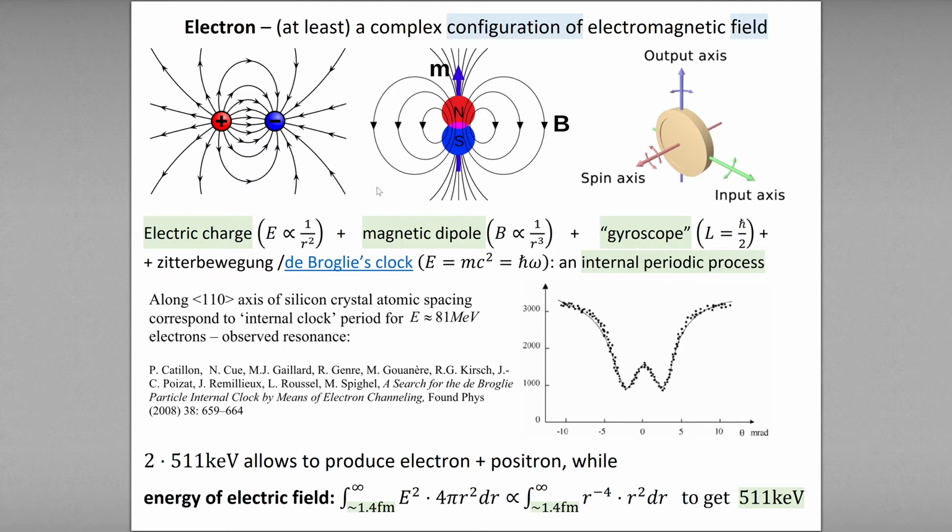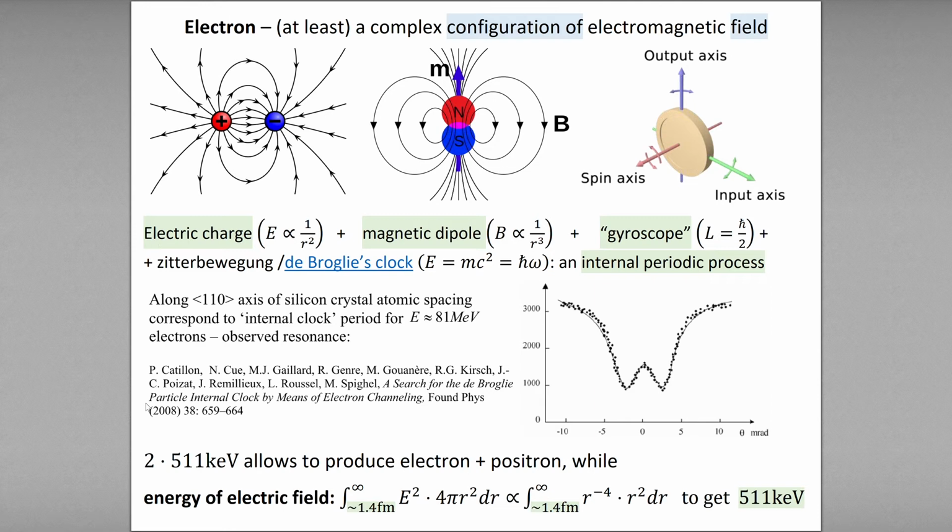Zitterbewegung is also required for the Dirac equation, but there is also this, the best experimental confirmation I know of this de Broglie's clock. So this is this paper. Here is the link.